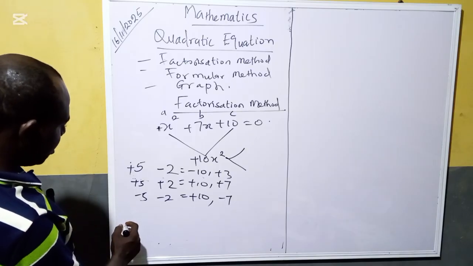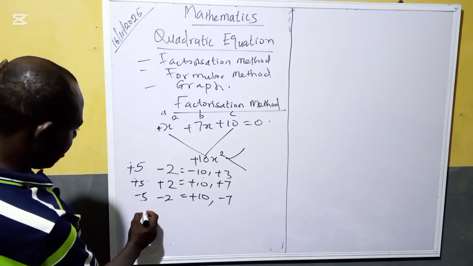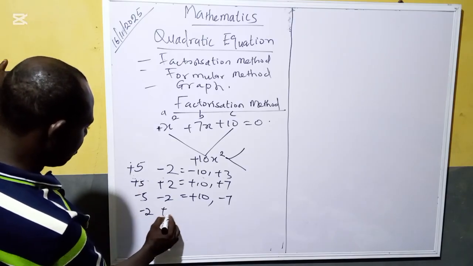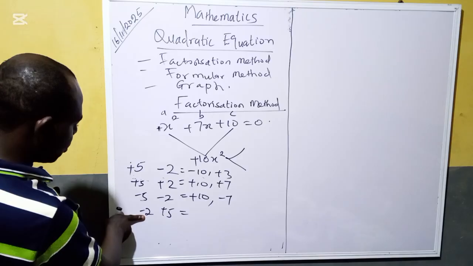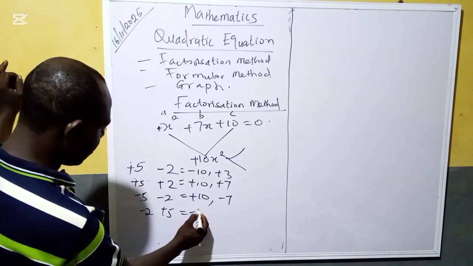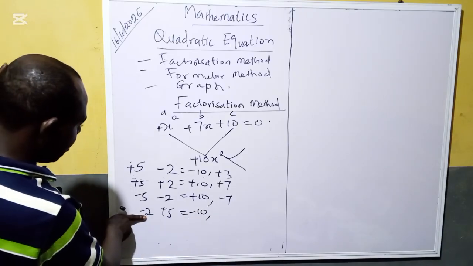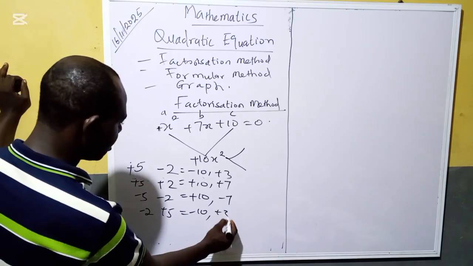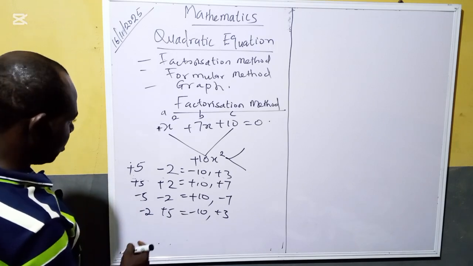I can also do it this way. So I have plus and minus. I can also do minus 2 plus 5. Minus 2 times plus 5 will give me minus 10. Minus 2 plus 5 will give me plus 3. Just like this one.